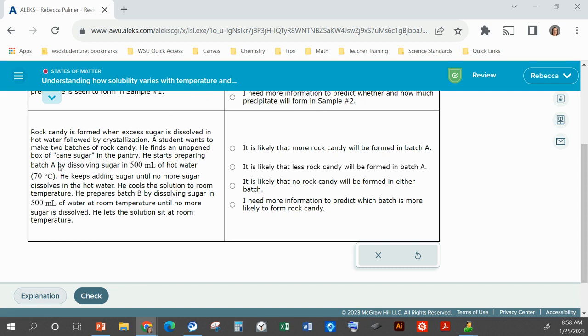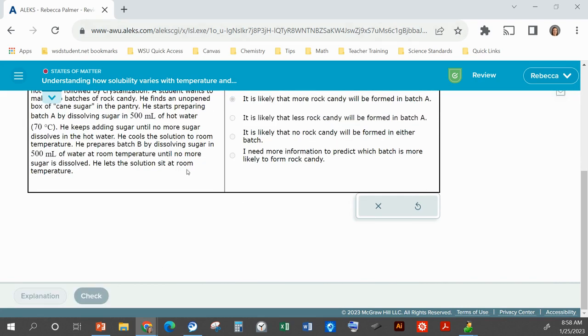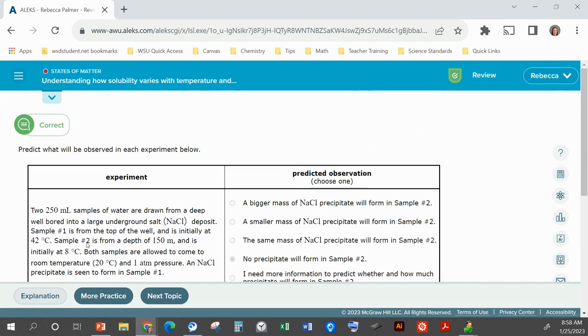Okay, so this one is at a hotter temperature, so more of the sugar will dissolve, and then they're coming to the same temperature. So this person could get more of the sugar to dissolve at 70 degrees. So when it comes to room temperature, they're going to get more precipitate. Good. So it's likely that more rock candy will be formed in batch A. Okay. So there's all sorts of variations for these questions. So don't just assume that if you get the well problem again, it's the same question. Make sure you read through it really carefully and think through it.